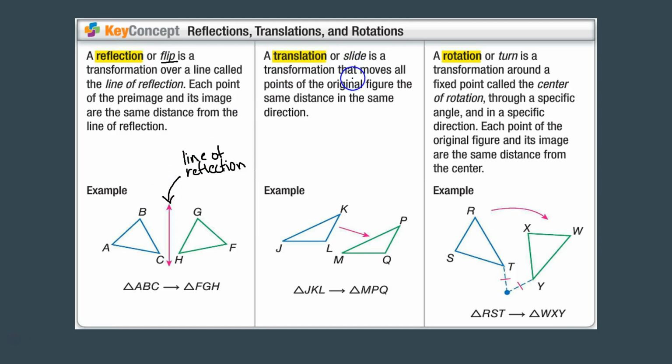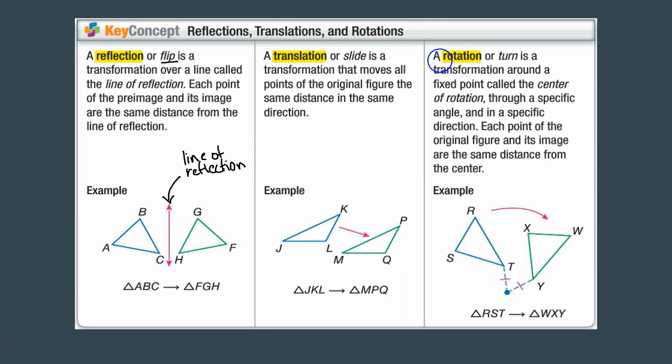Next we have a translation or a slide. So we can go to the left or go to the right. In our case here, it's going to go to the right. The translation or slide is a transformation that moves all points of the original figure the same distance in the same direction. So notice we went from K to P, and we went from L to Q, and J to M, but it didn't try going all these different places. All the points simply move to the right, and it's shown right here.